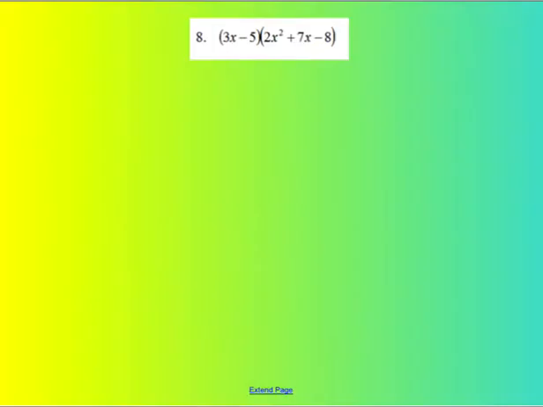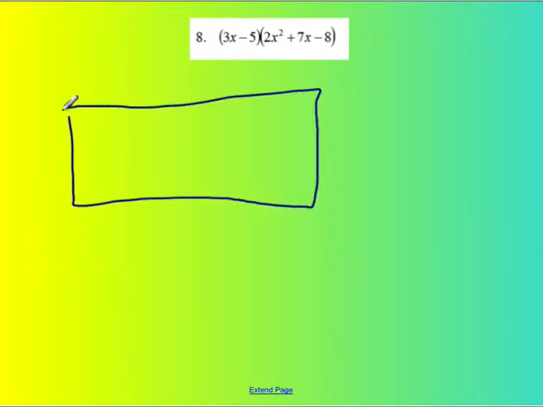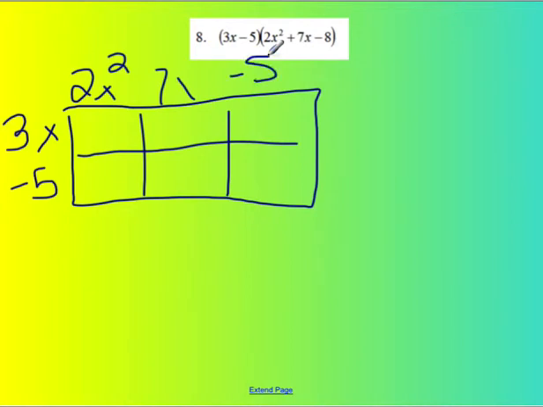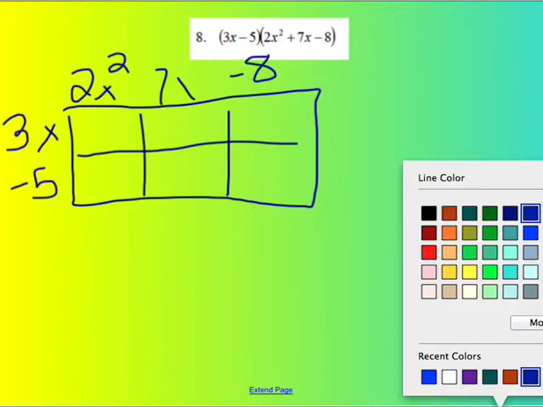So let's go ahead and take a look at number 8. For number 8, if you've been using FOIL up to this point, that's fine. But for number 8, you do have to actually use the box method. So what I do is I draw a 2x3 square. So my 3x minus 5 goes down that box. And then 2x squared and 7x and minus 8. Remember, if it's negative, you want to make sure you indicate that on the outside of the box. So if the term is negative, you're multiplying in negative numbers.